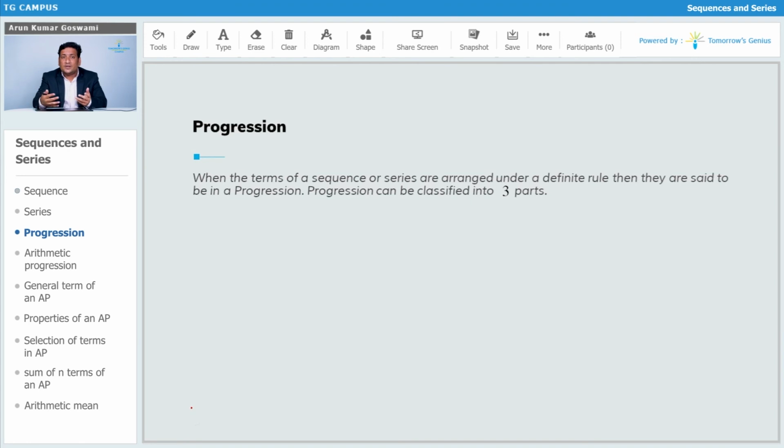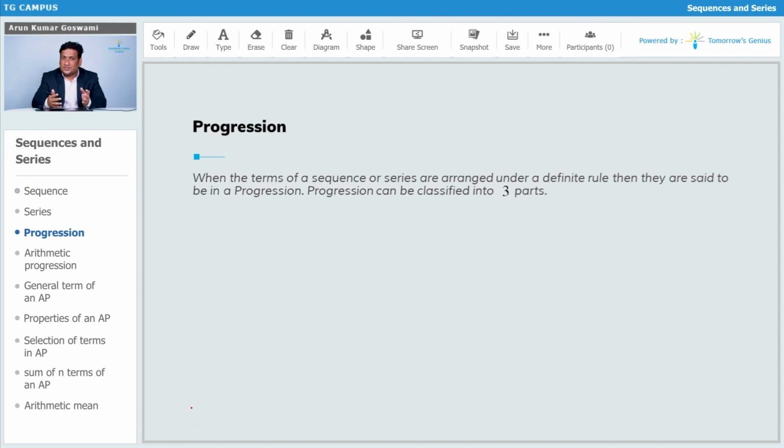So how will you identify those series, those numbers? How will you find out the numbers after some terms, after some 20 or 30 or 40 terms? How will you identify those things? So we have some methods. Those methods are called progressions.